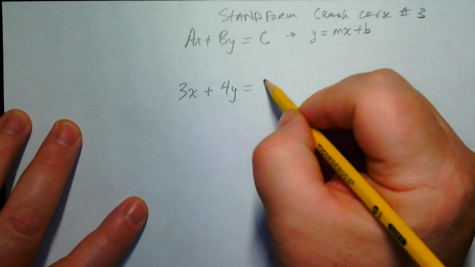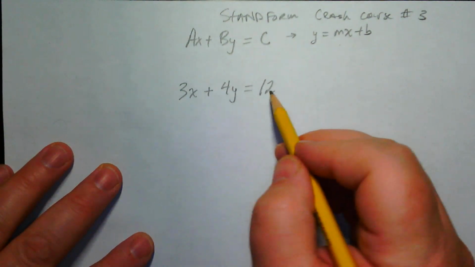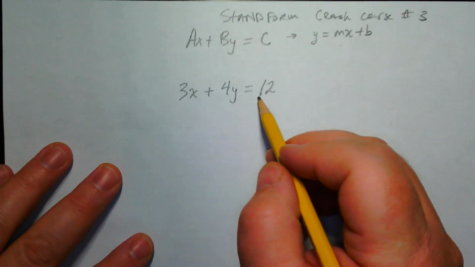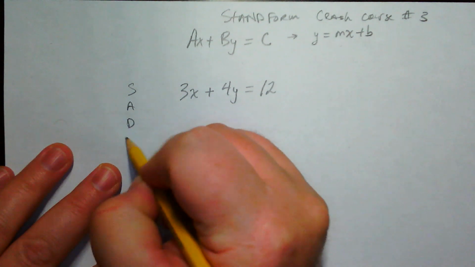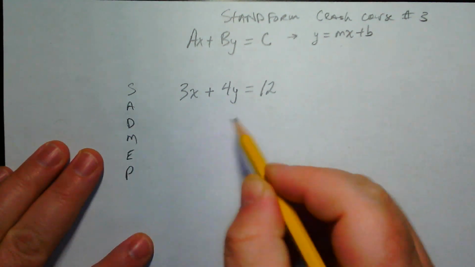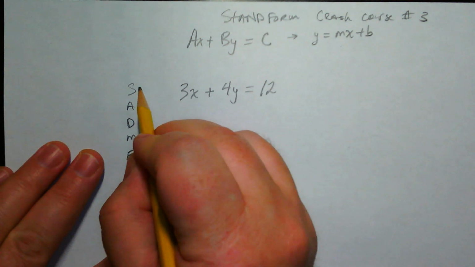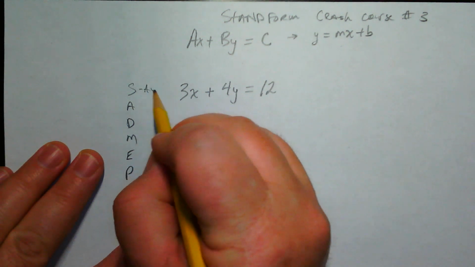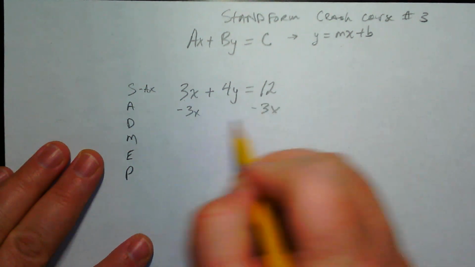Equals, I don't know, let's say 12. Okay. So we need this to be y equals mx plus b. So we're going to have two steps. We have to use the order of operations. We can use inverse operations. And the same two steps every single time. The first thing we're going to do is we're going to subtract ax from both sides. Every single time we're going to subtract that from both sides, the equal sign first.